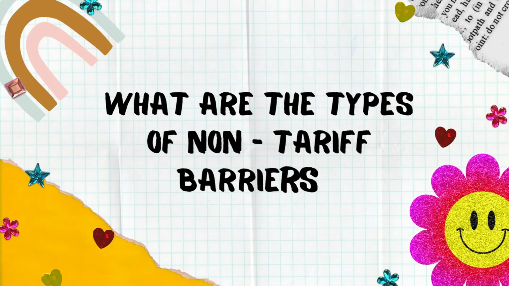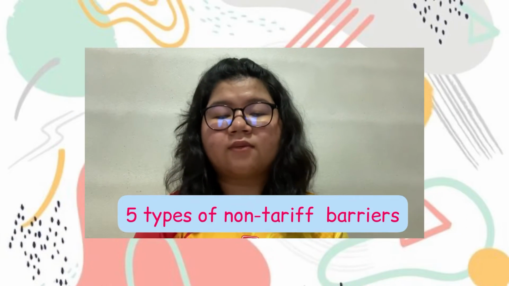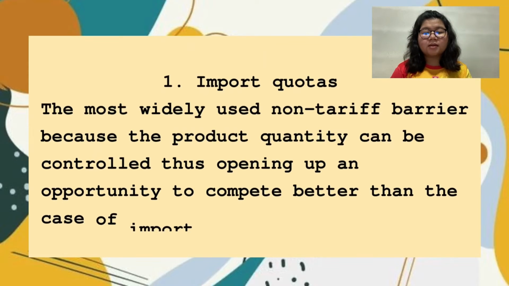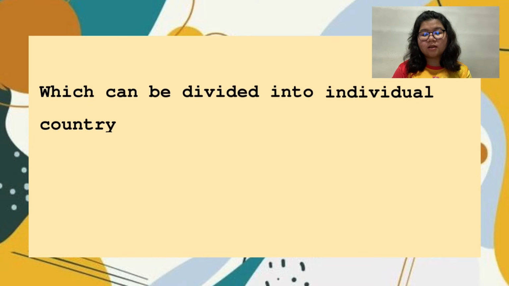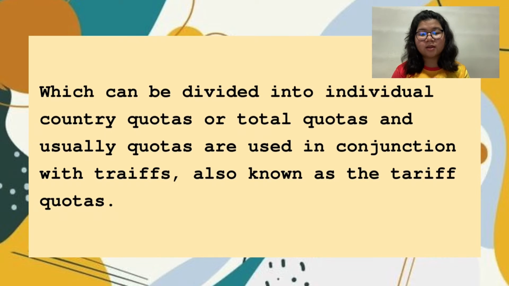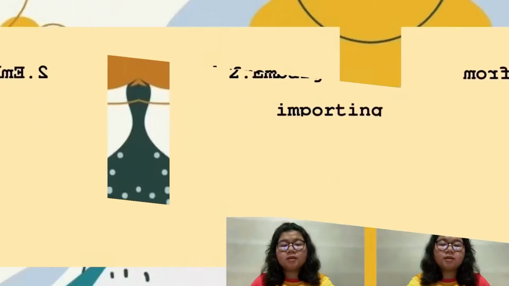Did you know about the types of non-tariff barrier? If you don't know, what are the types of non-tariff barrier? There are 5 types. First, import quotas are the most widely used non-tariff barrier because they can control a certain quantity of goods. Therefore, they open a better opportunity for competition than in the case of import taxation. Quotas can be divided into individual country quotas or total quotas, and usually quotas are used in conjunction with tariffs, also known as tariff quotas.